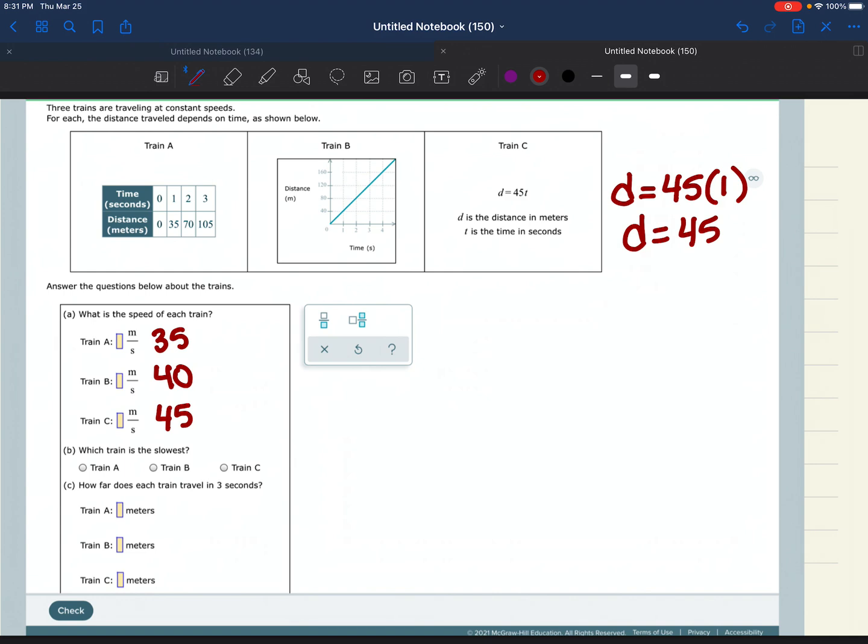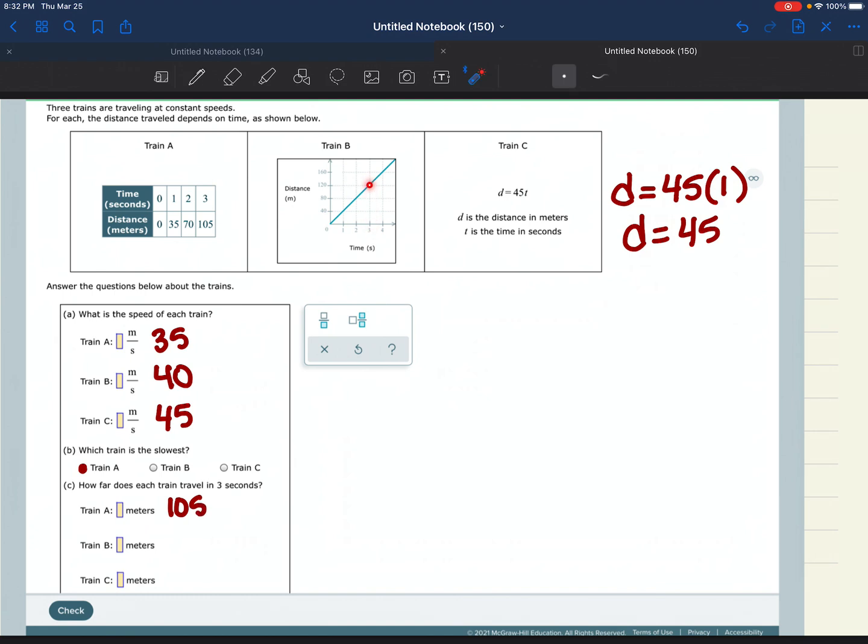Okay. All right, so then part B, which train is the slowest? Well, the one that's traveling 35 meters per second. So that would be train A. Okay, part C says, how far does each train travel in 3 seconds? Well, again, for the first two, you can just look at your graph. The first one is easy. At 3 seconds, it travels 105 meters.